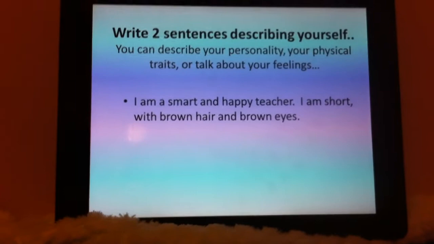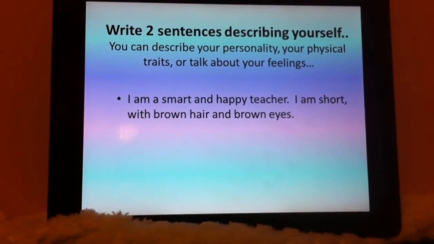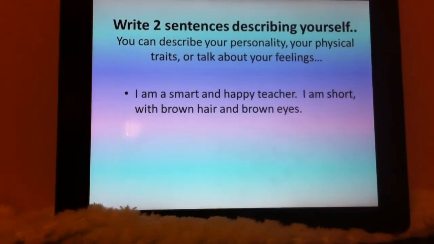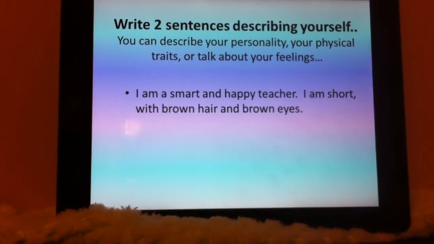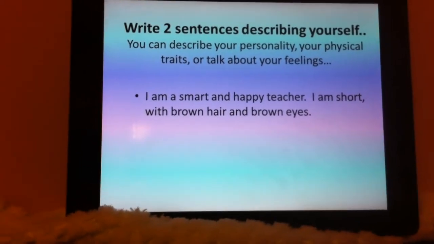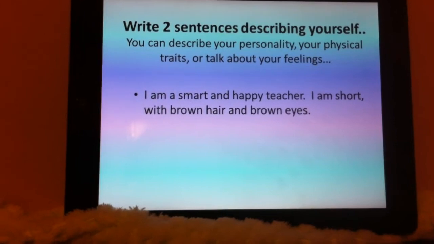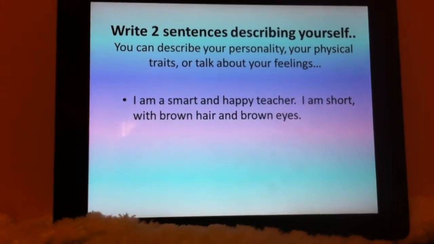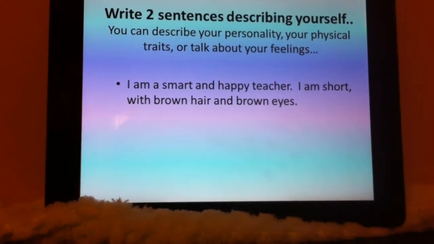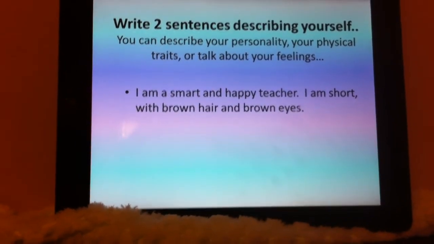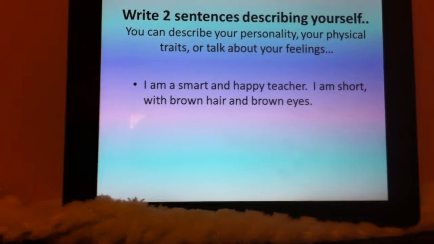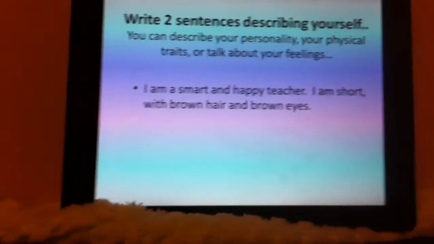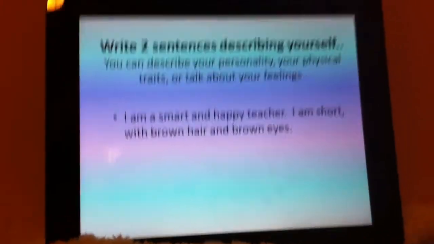So everybody is going to write 2 sentences describing themselves. And to help them out, we can talk about how they can describe their personality. You can talk about how you're a bubbly person, or if you're a very shy person. You can also talk about your physical traits. You can talk about if you have brown hair or if you're tall. Or you can even talk about your feelings. You can say, today I'm very happy, or today I'm very sad.